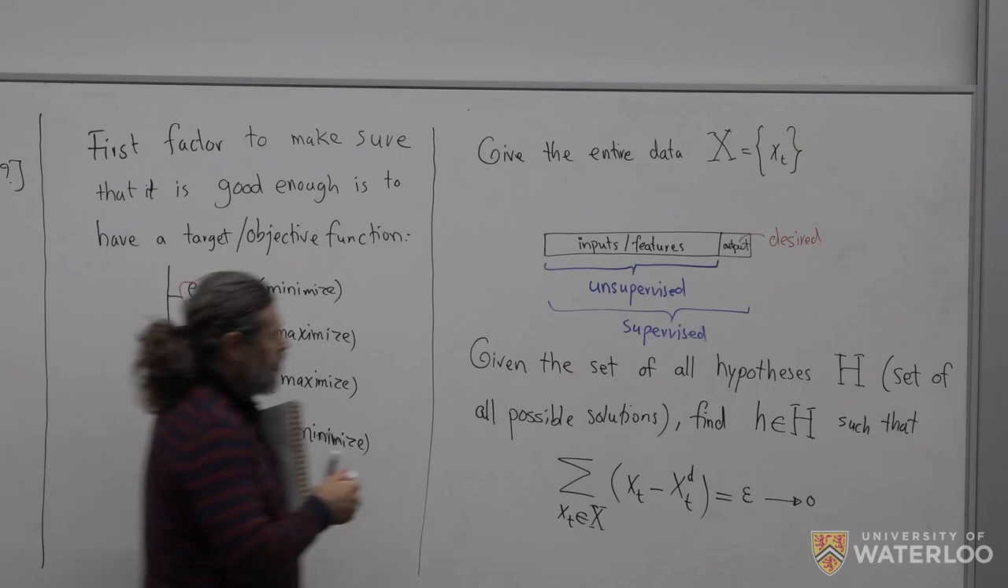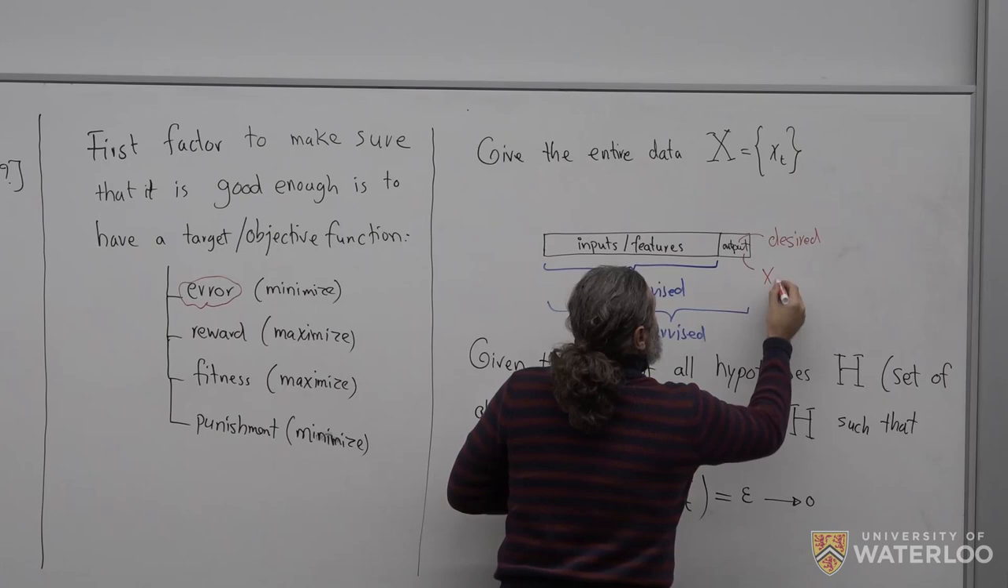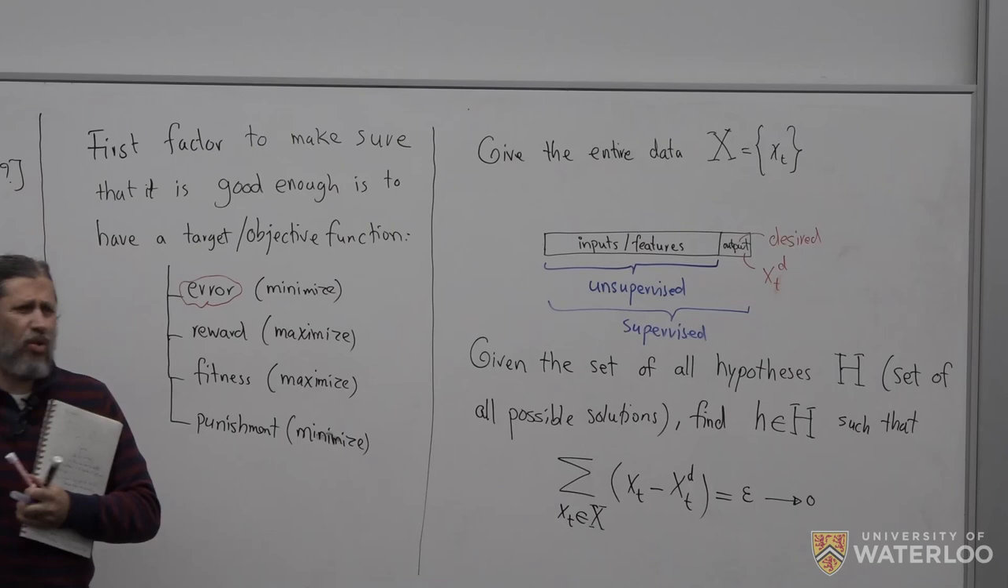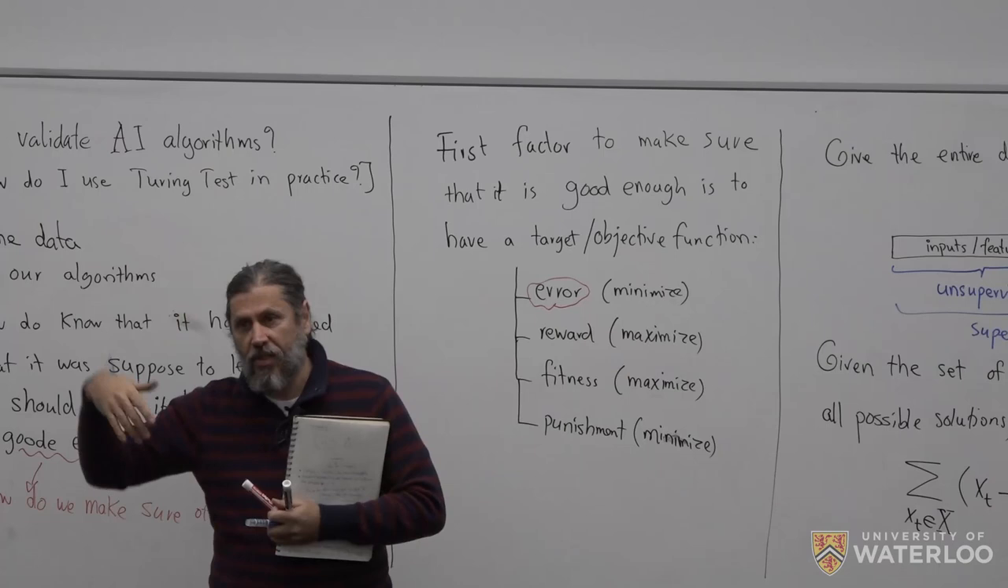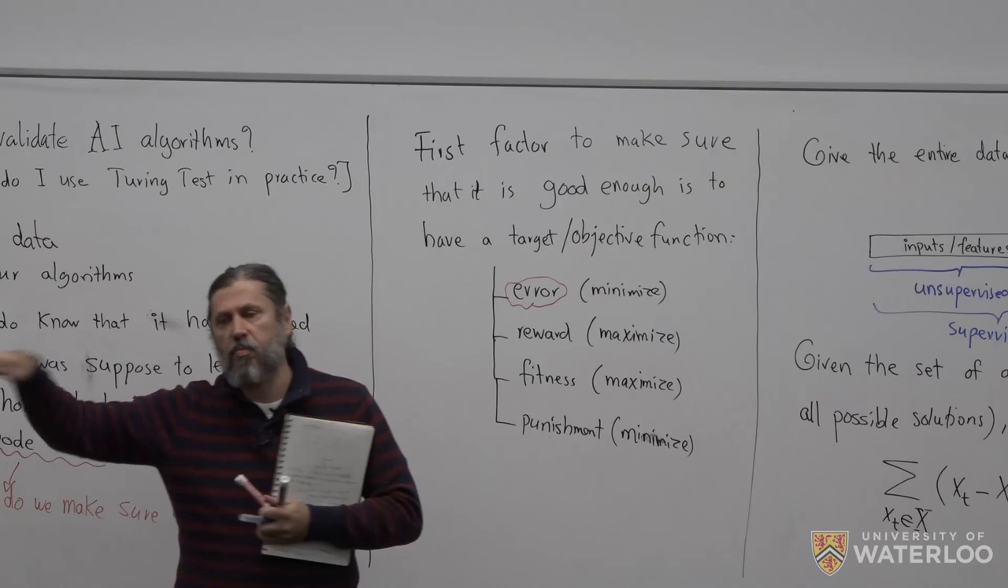So this is x_t of d. This is the desired output. Usually we get one, but it could be a small vector. Usually the vector that contains the inputs and features is very long, and then you get one or two or three desired outputs, which usually are classes. So for this measurement, this belongs to class A. For this measurement, it belongs to class B, whatever.